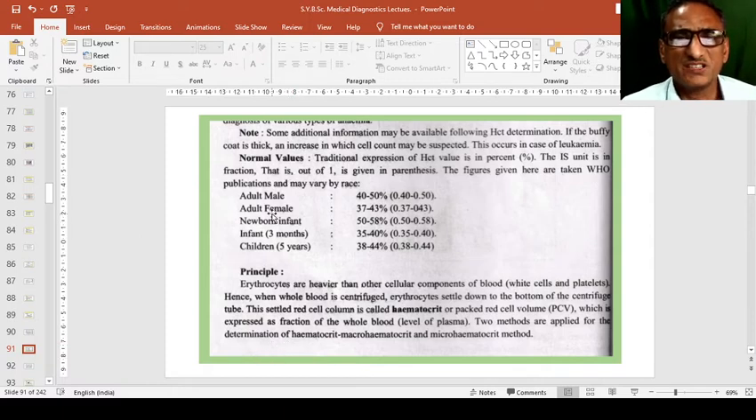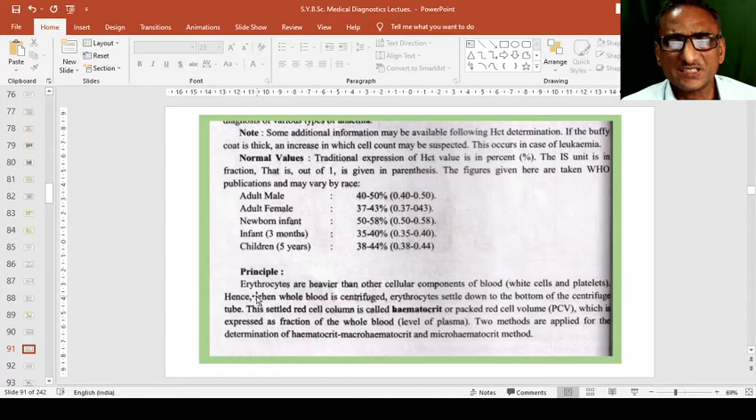If the normal values come between 40 to 50 percent, then these are adult males. In adult females, 37 to 43 percent. In newborns, 50 to 58 percent. In infants of 3 months, 35 to 40 percent, and in children of about 5 years, 38 to 44 percent. So the HCT normal value chart is given here.